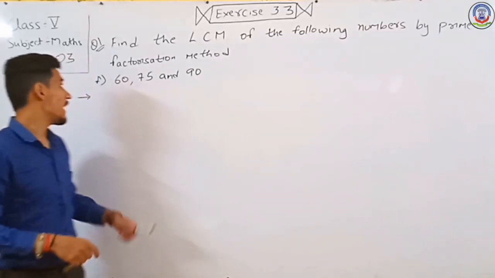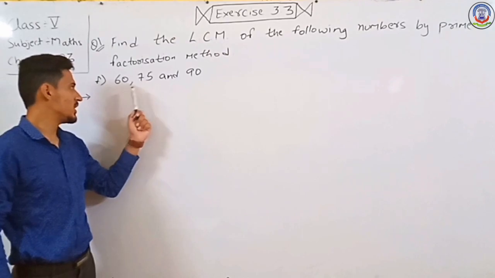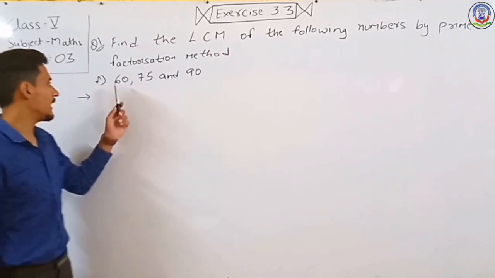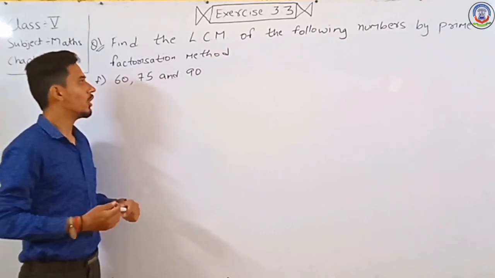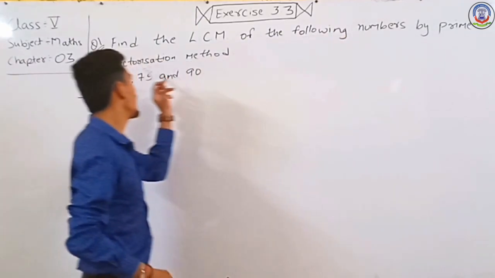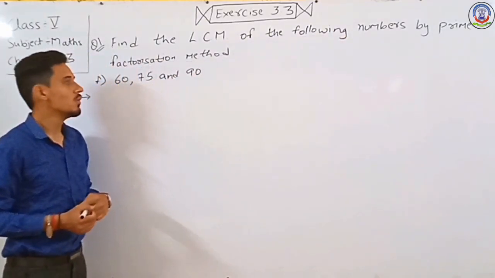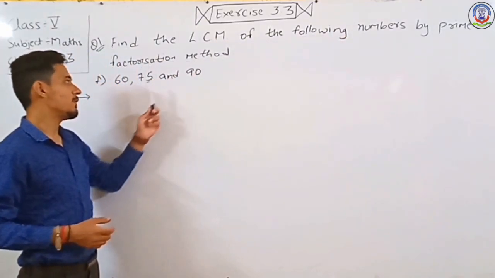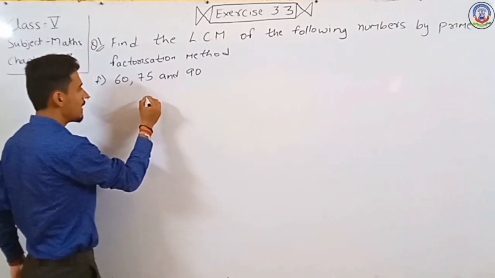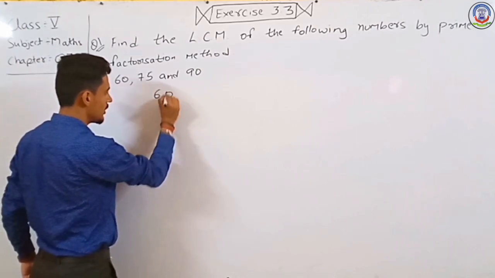Now next we have 60, 75 and 90. Which three numbers are given? 60, 75 and 90, and we have to find their LCM by the prime factorization method. So first we have 60, 75 and 90. So first we take 60 and find its prime factors.